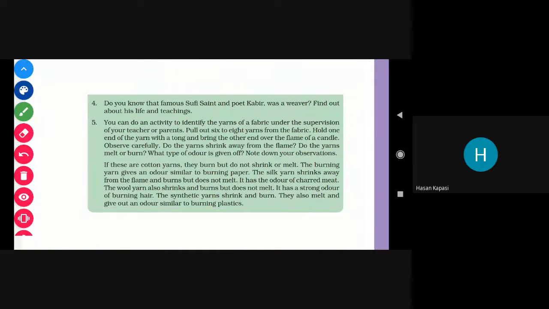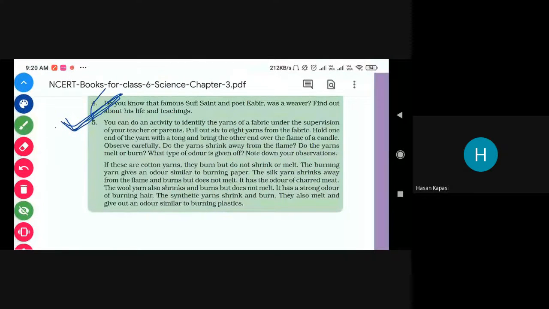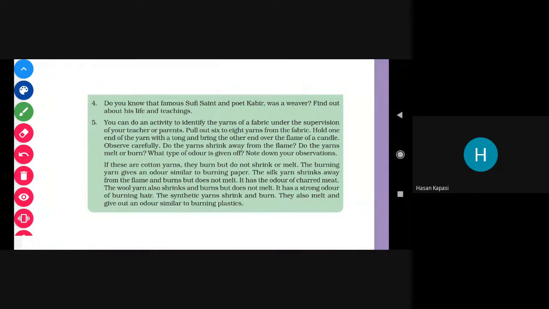Ma'am, what you said, we write. See, you have to do this. I'm just giving you; you can take a screenshot if you want. You all have to do this activity. Will you be able to do it? Ma'am, one minute, we read over. You know that famous Sufi. Ma'am, I have taken a screenshot. I will see that.